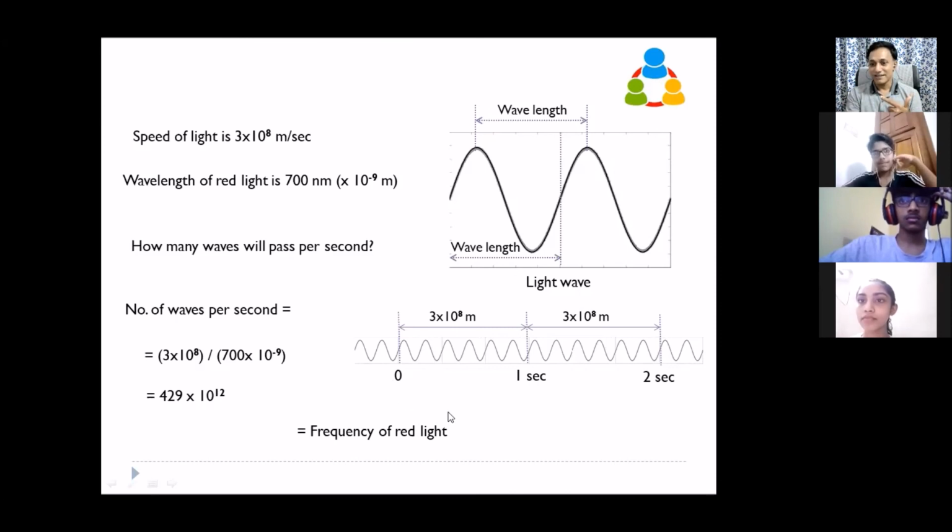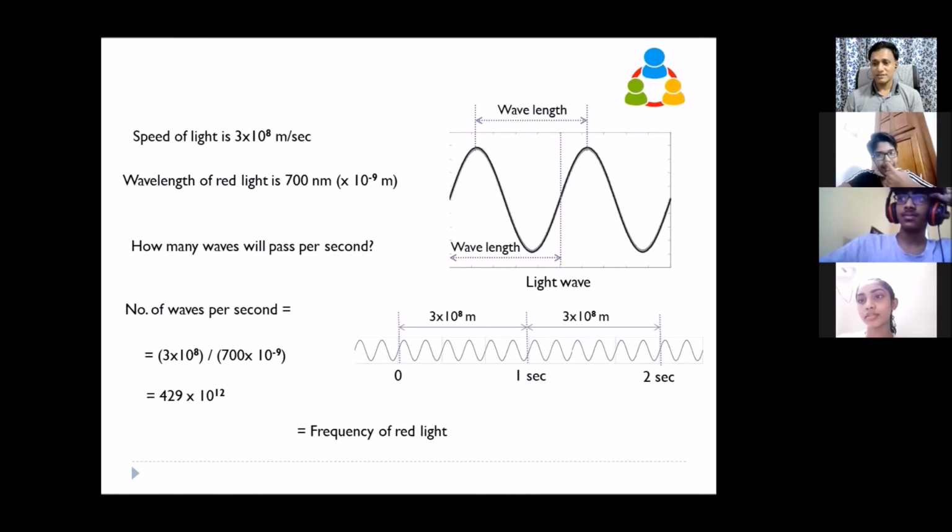You understand? Do you use this word frequency normally? For what? For sound measurement, the pitch of sound. Do you use frequency on a daily basis? Anyone?